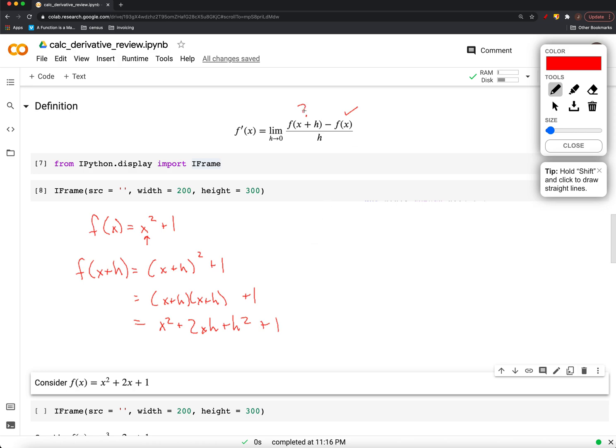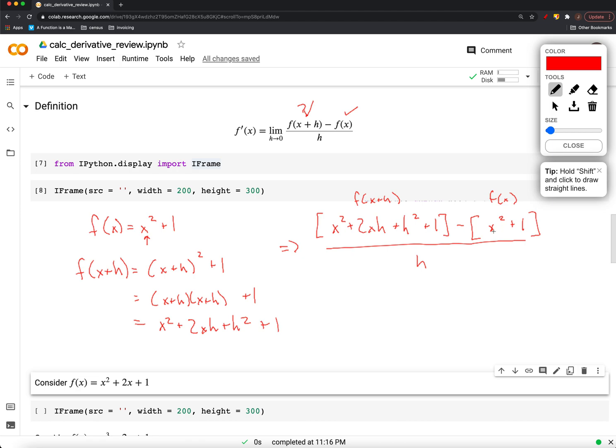All right, so now we've got that. h is just h. So we can plug into that expression. I have f of x plus h, which is x squared plus 2xh plus h squared plus 1, minus x squared plus 1. That's f of x. Right? This is f of x plus h. This is f of x, all over h.